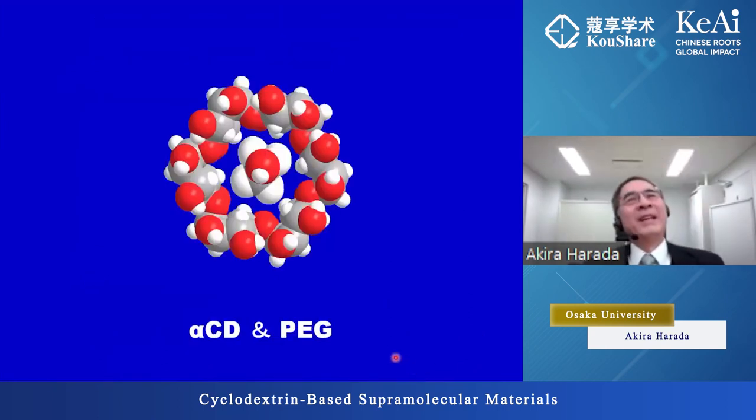Okay. These are the molecular models of alpha cyclodextrin and the polyethylene glycol chain, the side view. The polyethylene glycol chain fits well in the alpha cyclodextrin cavity, as shown here.